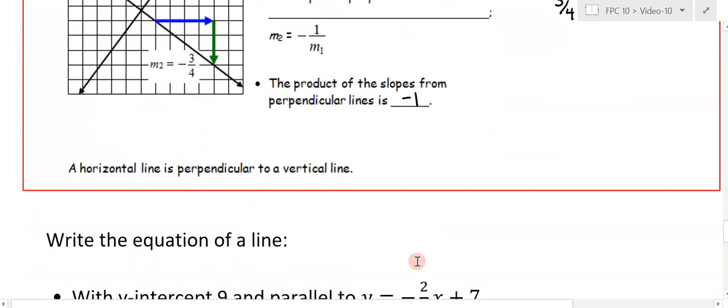A horizontal line is perpendicular to a vertical line. So if my slope was 0, my perpendicular slope would be undefined.